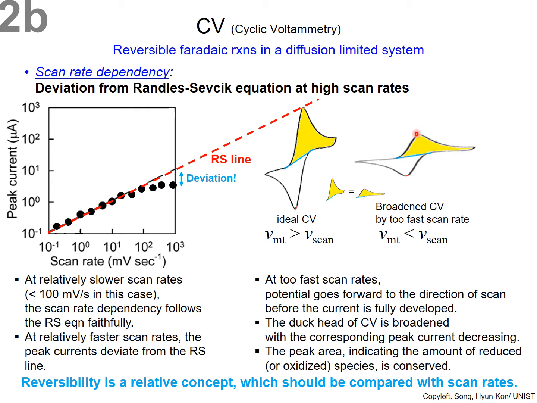The peak area should be the same as the peak area of the ideal cyclic voltammogram, because the total amount of the reduction, in this case of oxidized species, should be the same for the ideal case and the practical case. However, the duck head is broadened by the too fast scan rate, then the peak current is measured less than the value expected from the Randles-Sevcik equation. So you should have this kind of deviation from the Randles-Sevcik line. Therefore, I can say reversibility is a relative concept which should be compared with scan rate.